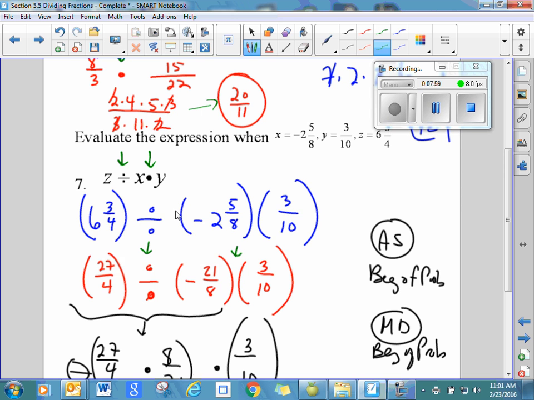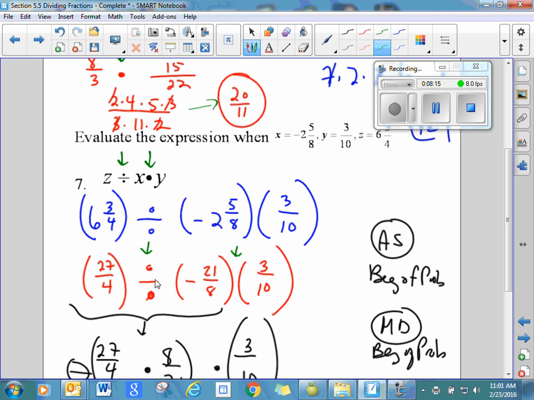So I'm plugged in for my variables. You can see I've spread them out. I've put parentheses around them. I'm going to do this division piece first. I'm going to make 6 3/4, 27 over 4. 4 times 6 plus 3.